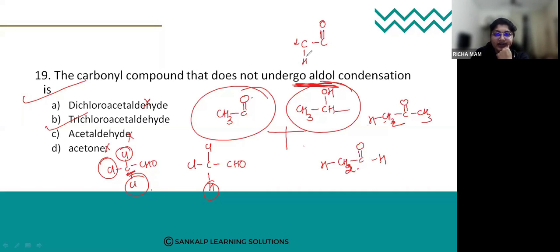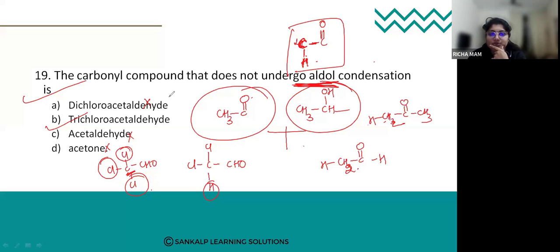So this is alpha hydrogen. For aldol condensation to be carried out, beside the carbonyl carbon, the alpha carbon should have a hydrogen. There should be presence of hydrogen. So there is a rule for undergoing aldol condensation.